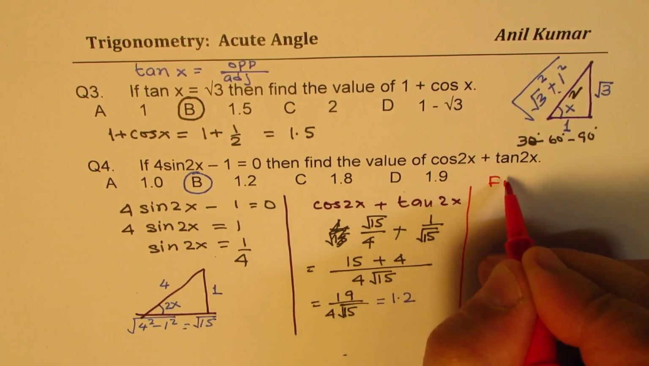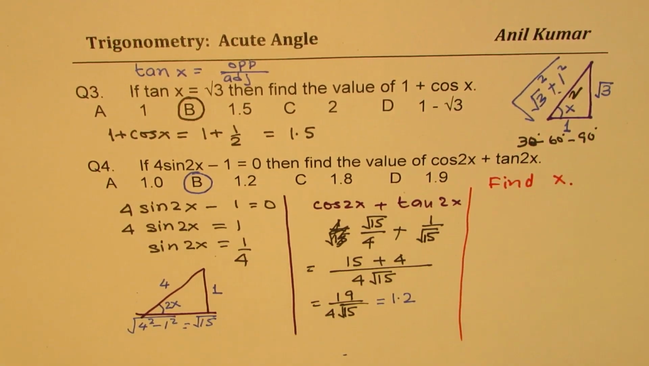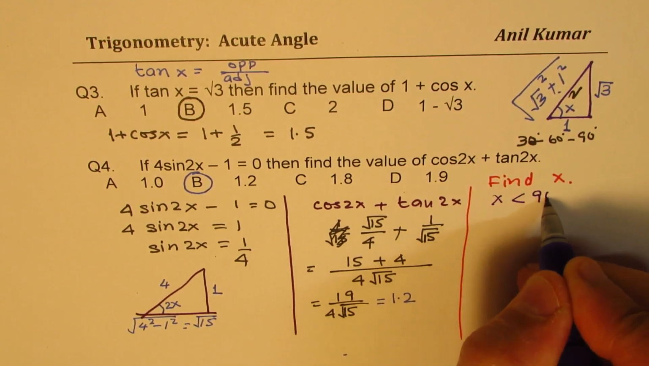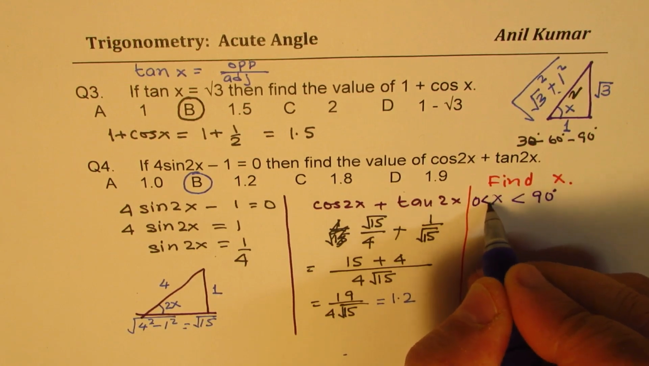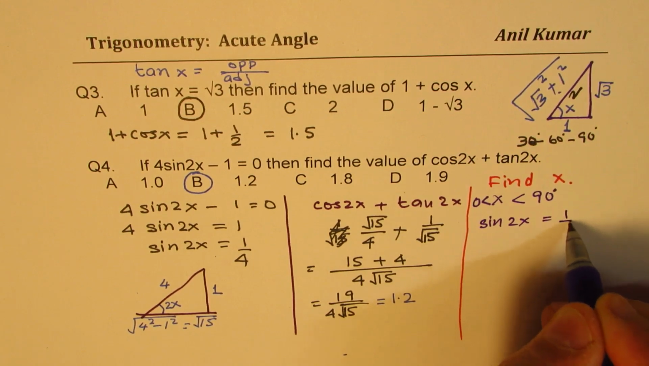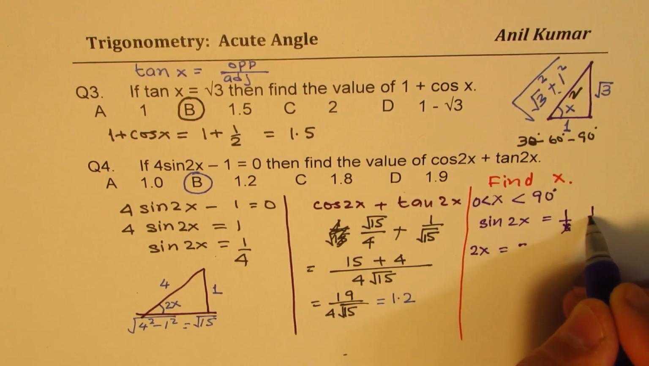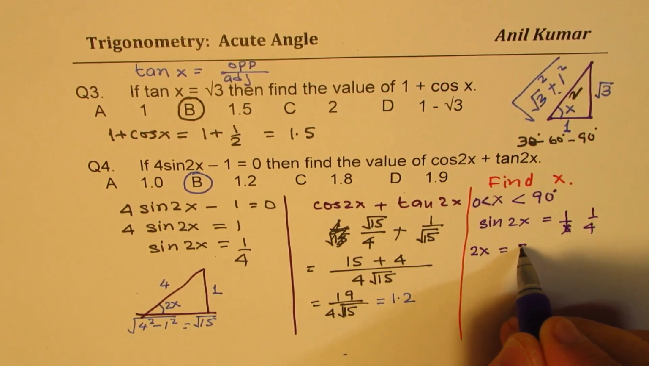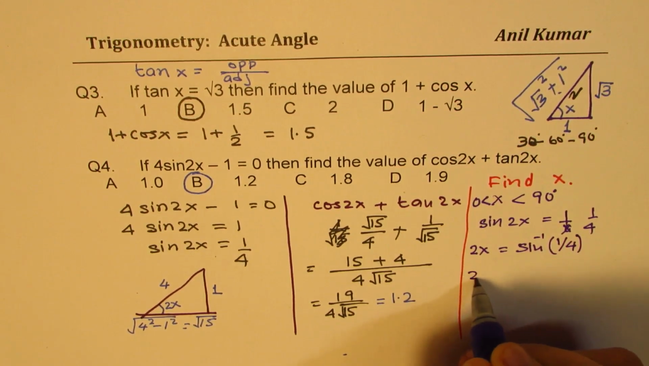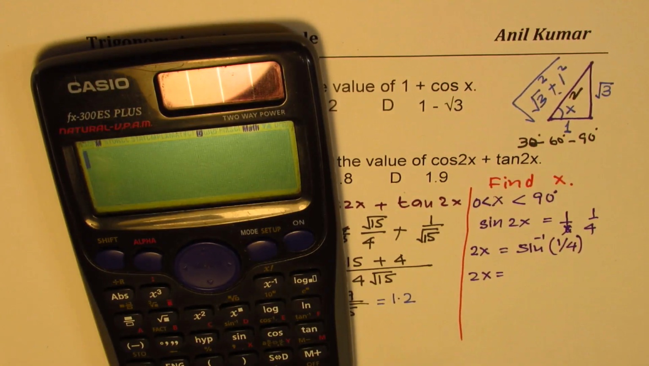And now we are extending it to find x, right? So let's find x. So we'll actually get back to sine 2x equal to 1 over 4, where x is less than 90 degrees, right? And let's say greater than 0. That means 2x is sine inverse of 1 over 4, right? So 2x is equal to, let's use the calculator, find sine inverse of 1 over 4.